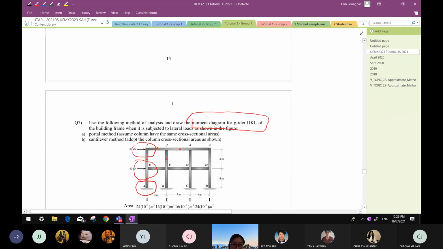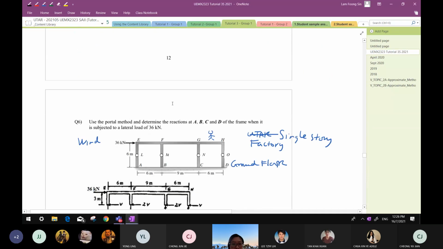Okay, so any questions so far that you want to ask? Are you busy now? Not sure how to determine which beam is in compression and which one is in tension, when the question says it can't support compression force.